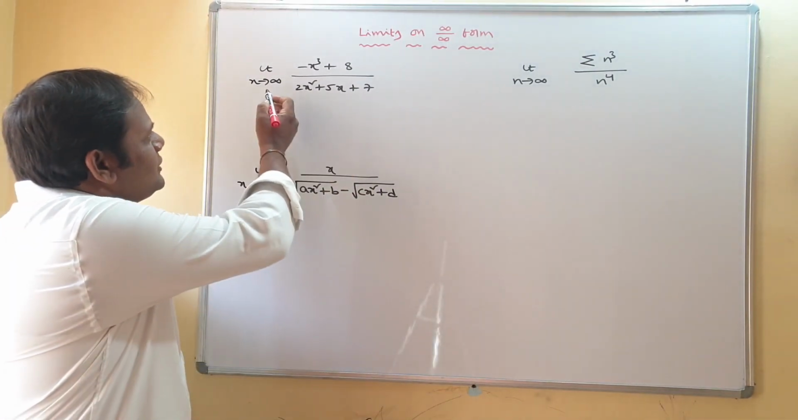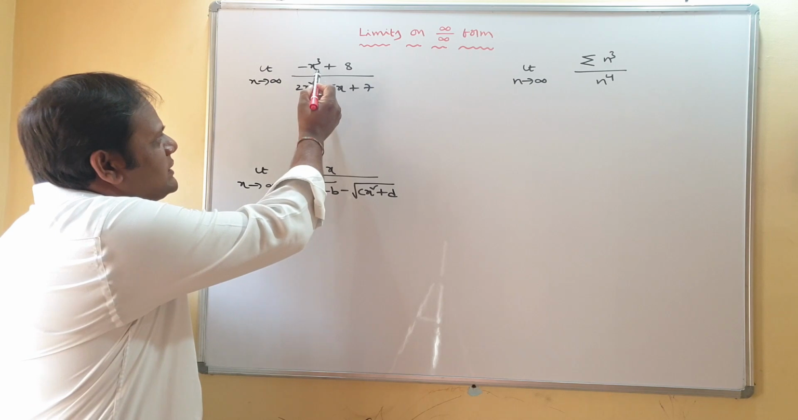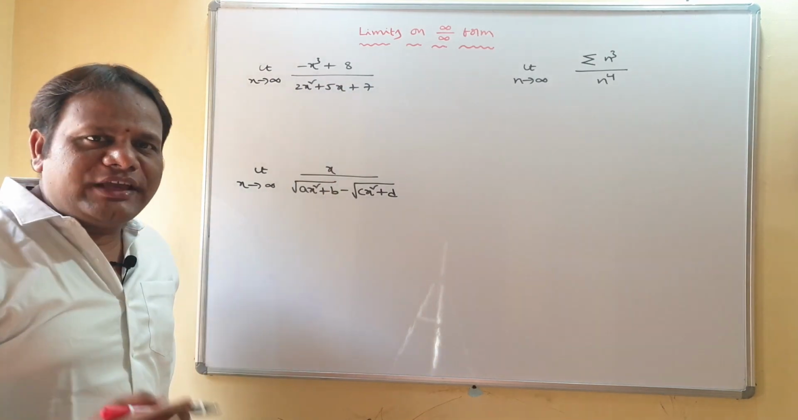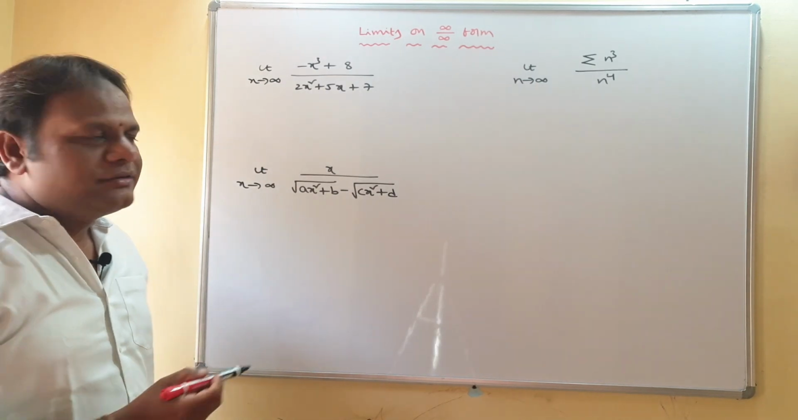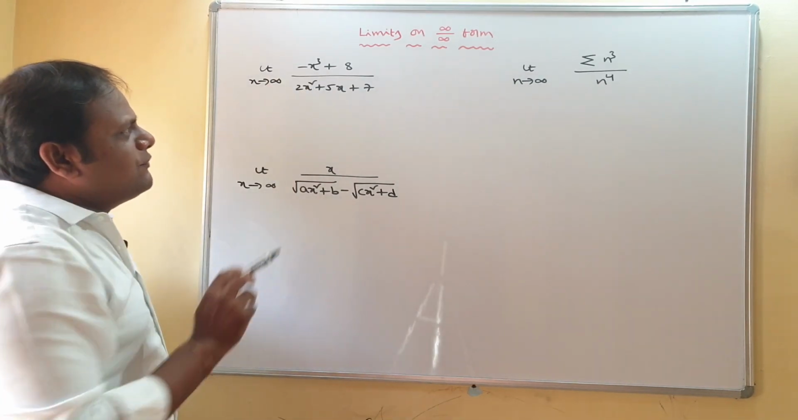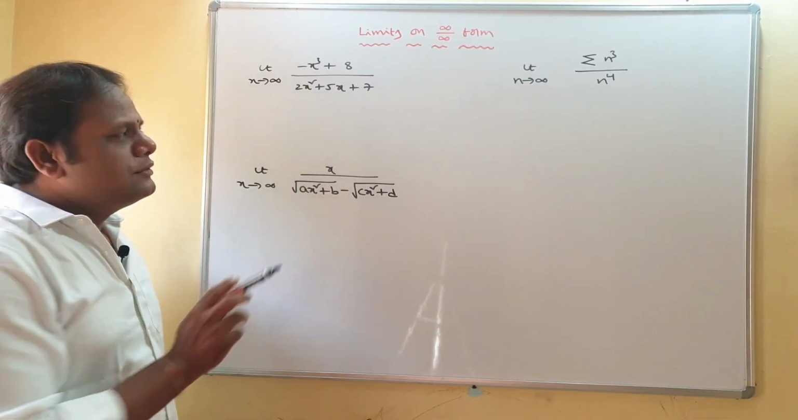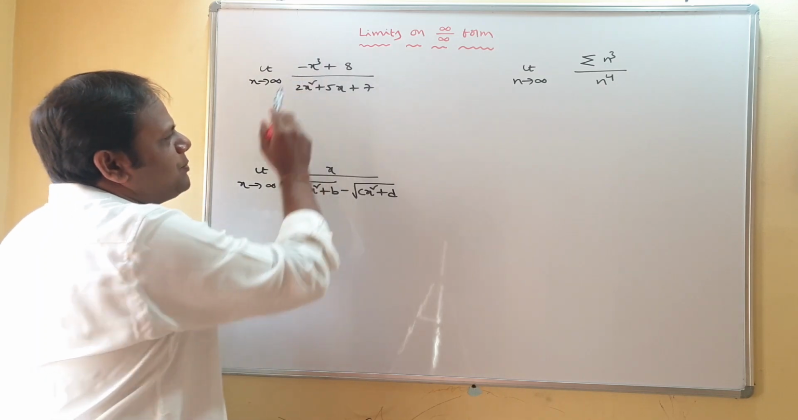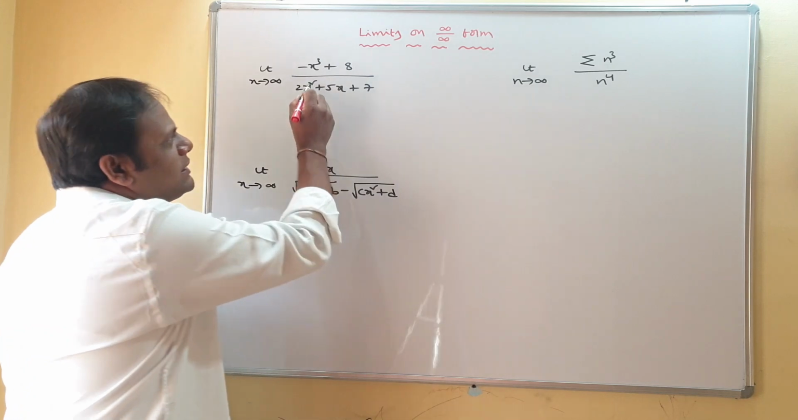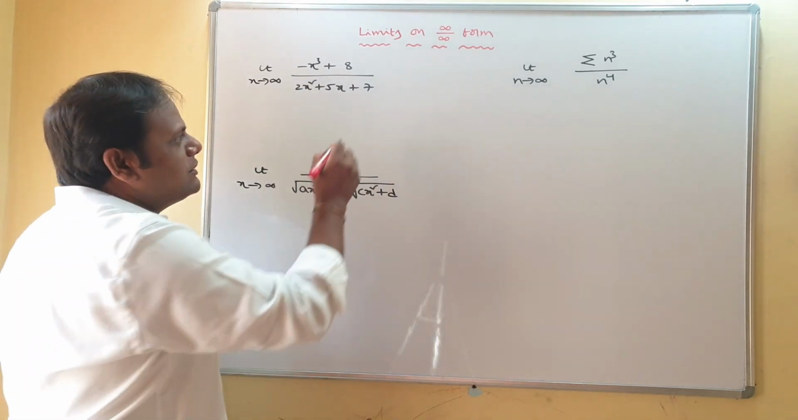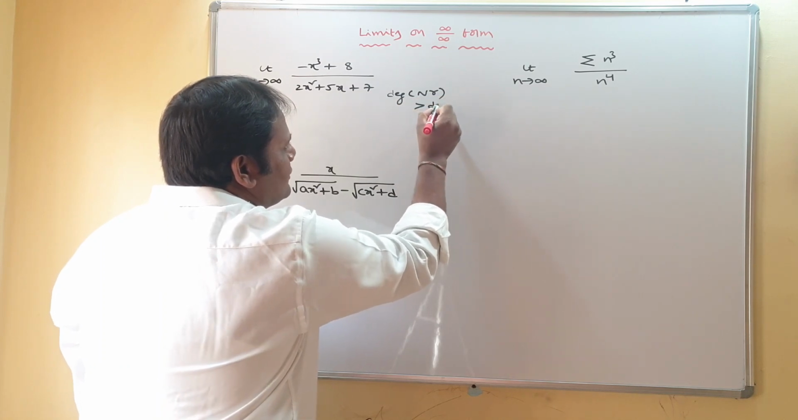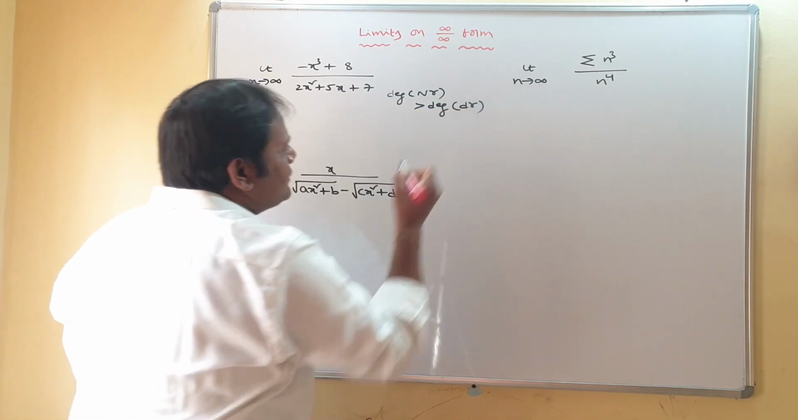Moving to the next. Limit x tends to infinity, minus x cube plus 8 by 2x square plus 5x plus 7. We have to evaluate this limit. See here, limit x tends to infinity, so it is an infinity by infinity form. So what do we do? What is the highest power in the numerator? That is 3, is it? So the degree of the numerator is 3. The degree of the denominator is 2, is it? So what happened here? The degree of the numerator is greater than the degree of the denominator.